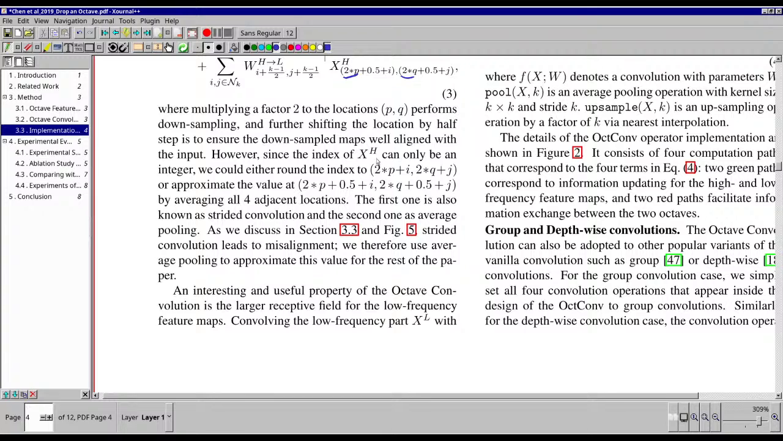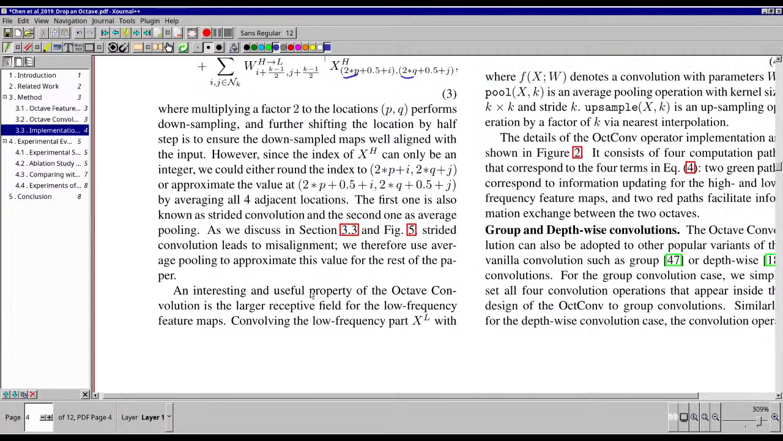However, since the index of x high can only be an integer, we could either round to the index 2 times p plus i, or approximate the value at 2 times p plus 0.5 plus i by averaging all 4 adjacent locations. The first one is also known as strided convolution, and the second one as average pooling. As we discussed in section 3.3 and figure 5, convolution leads to misalignment. We therefore use average pooling to approximate this value for the rest of the paper.